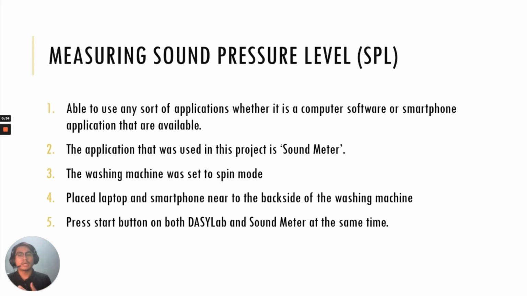First, we need to set up the washing machine to spin mode, where we want to measure the sound of the rotating motor used in the machine. Next, we place the laptop for DesiLab and the smartphone for the sound meter behind the washing machine, as it was the most audible place for the motor. Press start on both applications at the same time while the washing machine is running so that we will have the same reading and less unwanted error. Make sure the microphones of both laptop and smartphone are as close as possible to the washing machine.